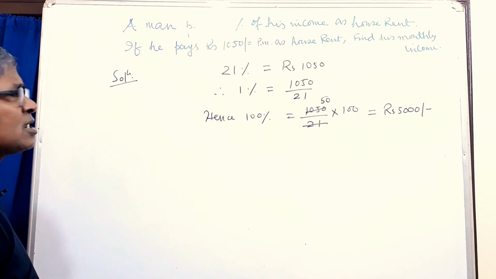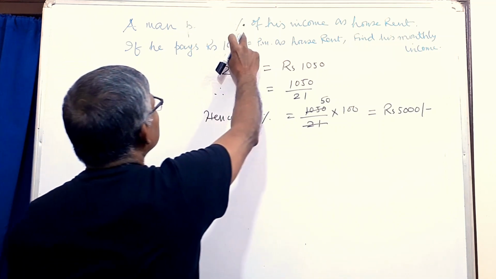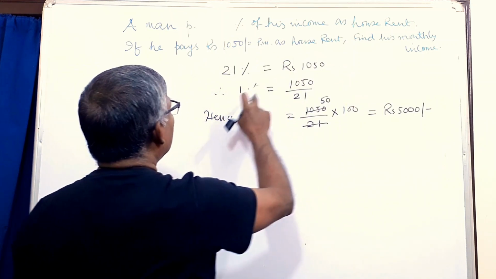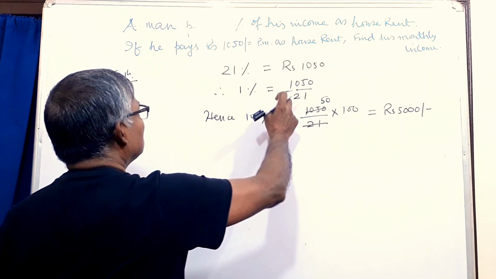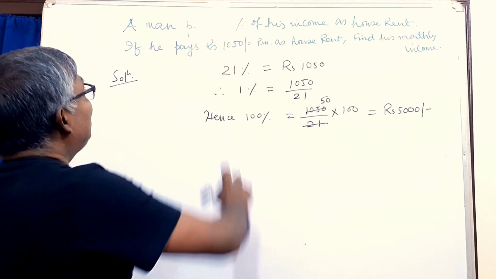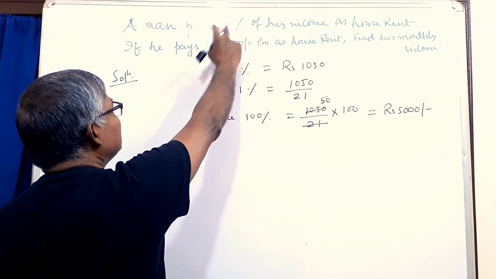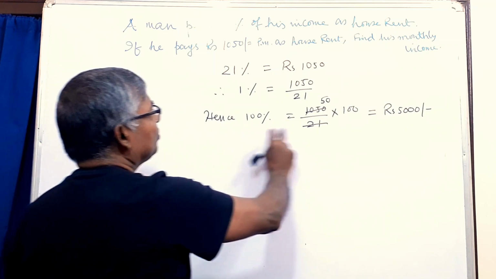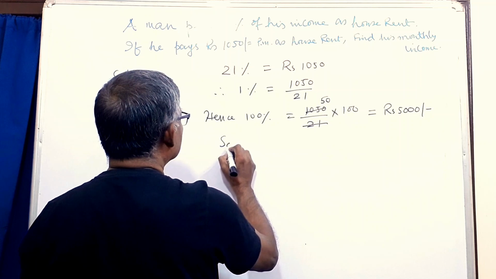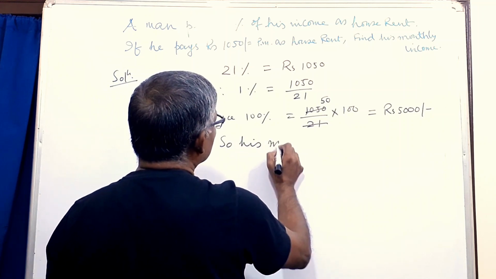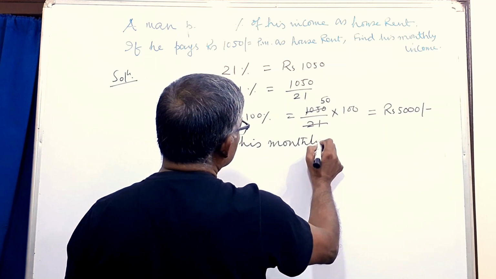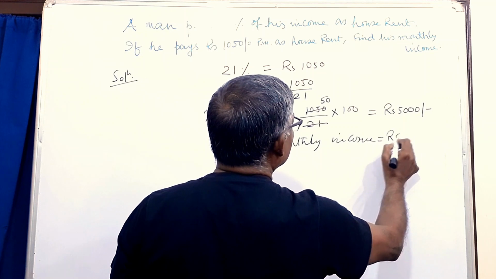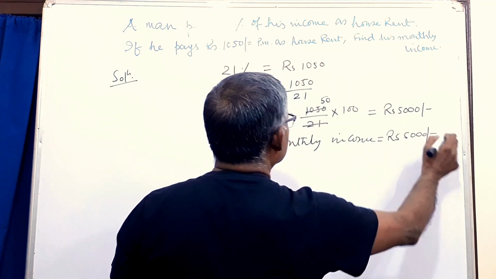Students, just simply you see 21% means rupees 1050. So 1% means this amount. So 1% of his salary, that is 100% his salary. So 100% of his salary equals to 5000. So his monthly income equals to rupees 5000.